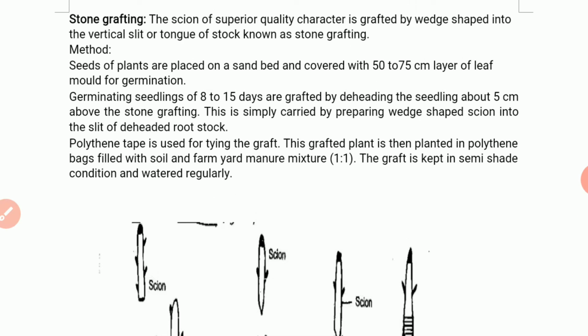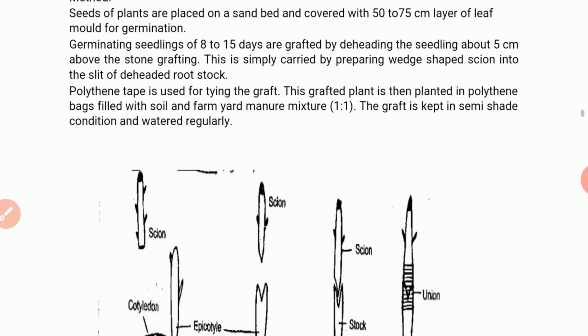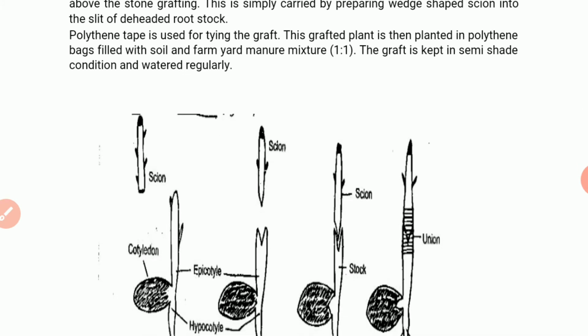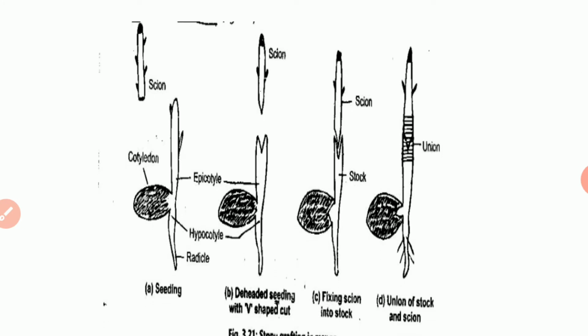Germinating seedlings of 8 to 15 days are grafted by deheading the seedling about 5 centimeter above the stone grafting. This is simply carried out by inserting a wedge shaped scion into the slit of the deheaded rootstock. Polythene tape is used for tying the graft. This grafted plant is then planted in polythene bags filled with a soil and farmyard manure mixture one by one. The graft is kept in semi-shade condition and watered regularly. So here is the diagram of stone grafting.